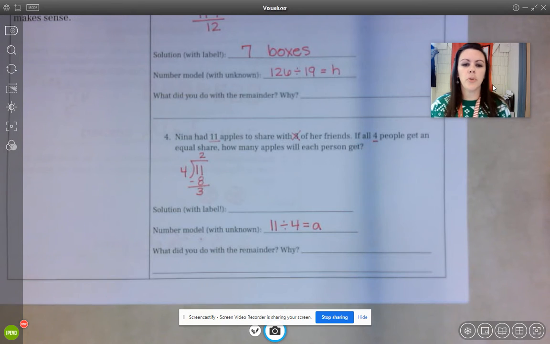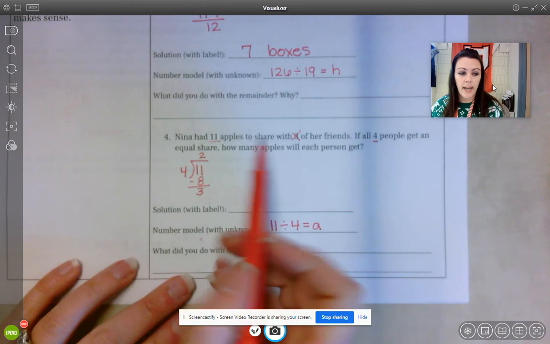What do you think I should do with that remainder? Should I just throw those 3 apples away? Should I wait around and hope that a magical apple appears and we can all have one? Or should I just start slicing the apples? I think we can interpret this one as a fraction.